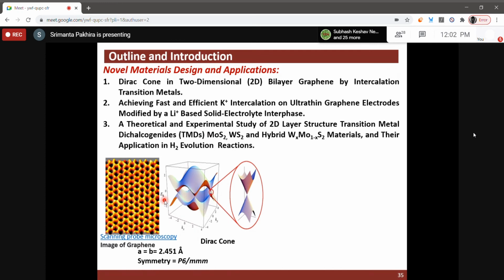The second case is achieving fast and efficient potassium intercalation on ultrathin graphene-based electrode, which is modified by a lithium-based solid electrolyte interface. The third one will be the theoretical and experimental study of 2D layered transition metal dichalcogenides, for example, MoS2, WS2, and their hybrid materials, WxMo1-xS2, and their potential applications for the hydrogen evolution reaction. And let's see how it works. Again, I will repeat that thing.